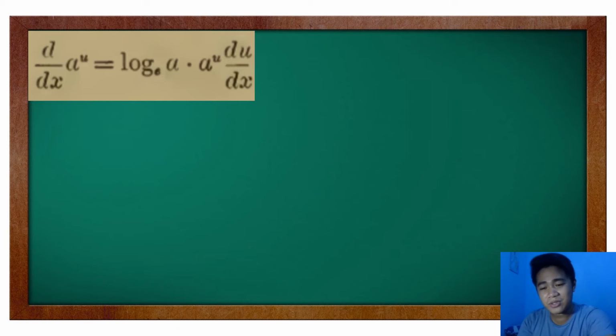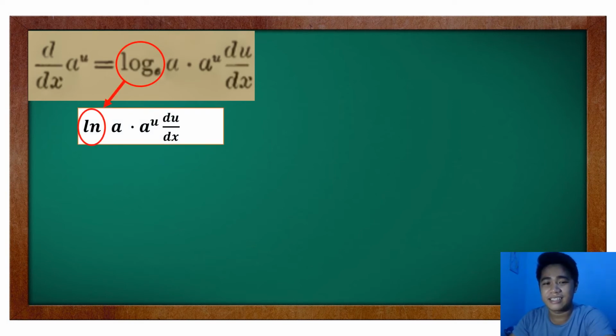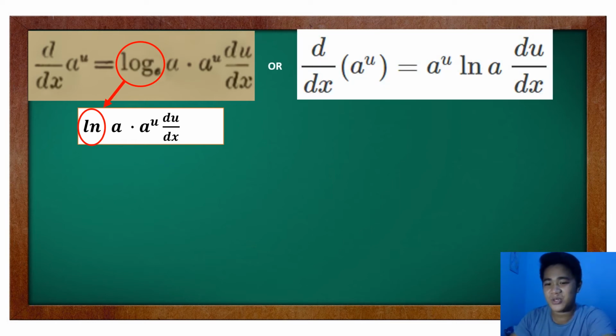Also, if you see on the formula, there's a log base e there, and that log base e is actually an ln. So we can say that this formula can also be written as this one. It depends on you which one you will use for the computation, but they have the same answer, because log base e is just a natural logarithm, so we can rewrite this as this one.